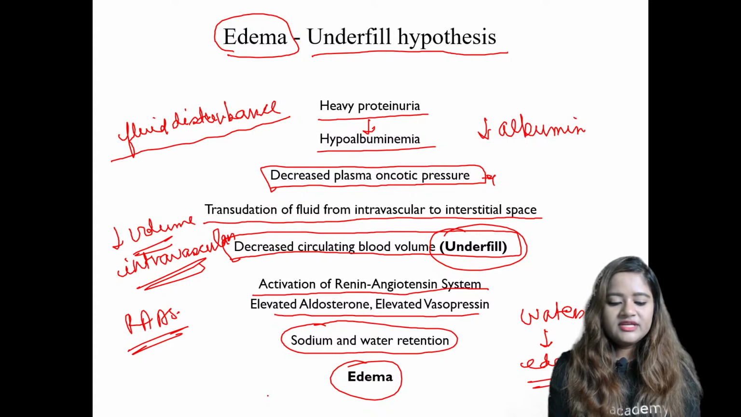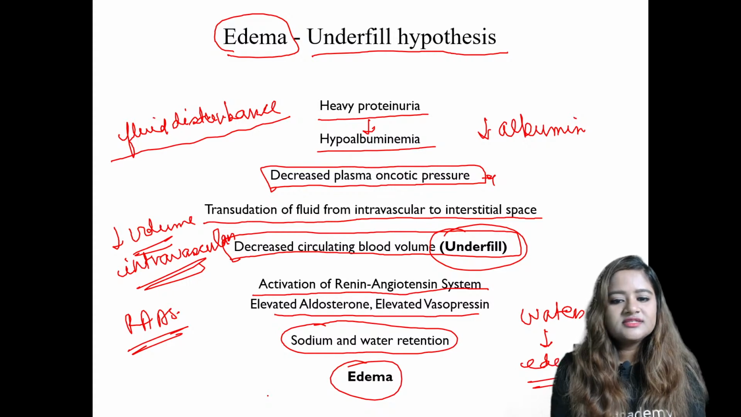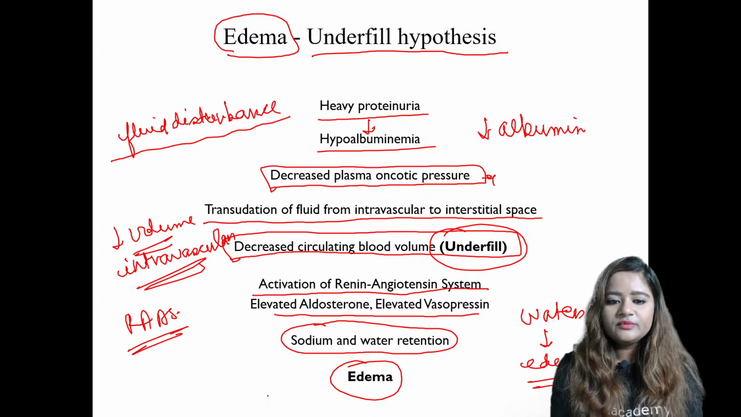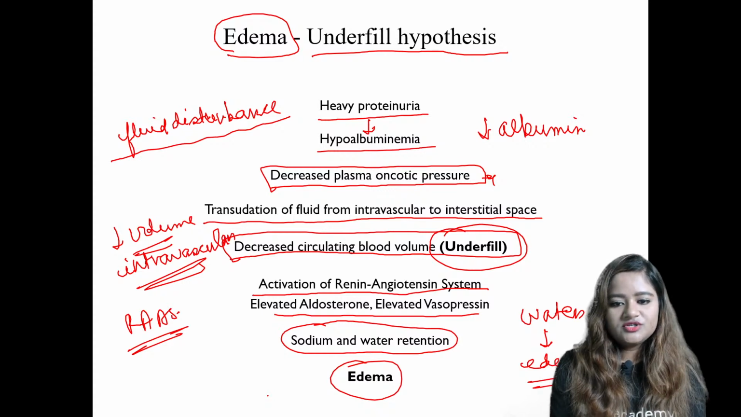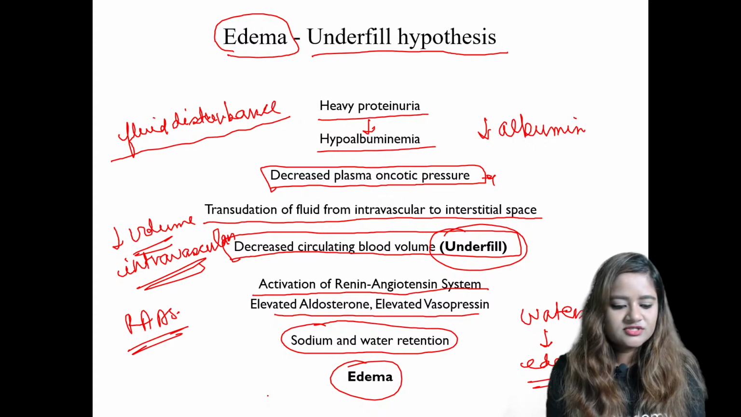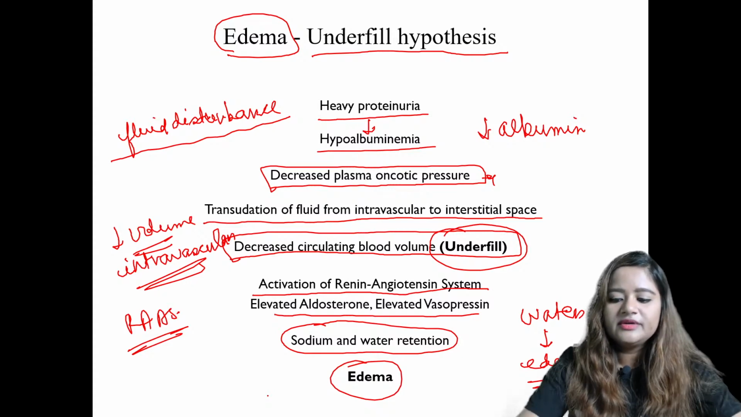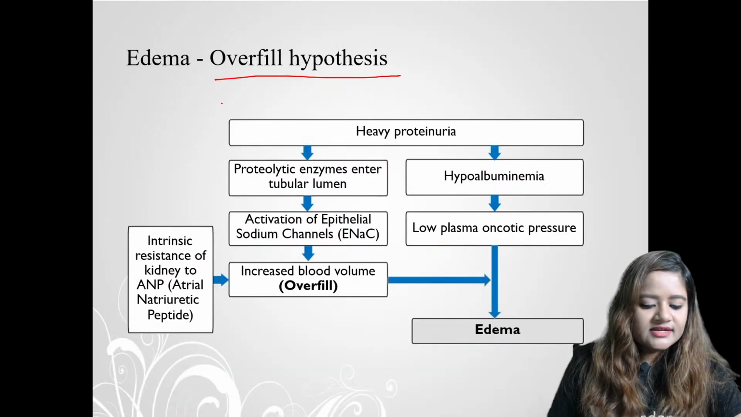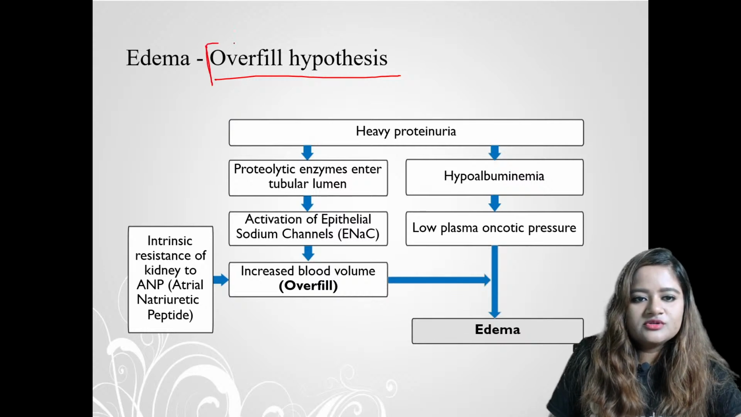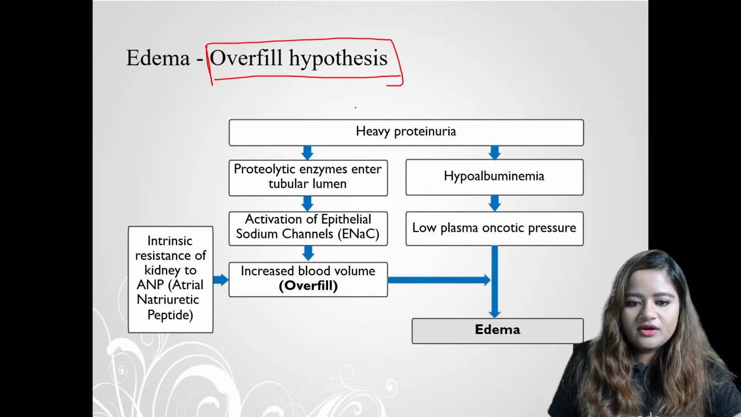जैसी underfilling होती है, decreased volume की वजह से your RAS system gets activated. If it gets activated, you will get elevated aldosterone or elevated vasopressin, जिसकी वजह से आपका fluid and water retention होता है and the patient goes into edema. There's another hypothesis that tells it is because of overfill theory. So overfill में क्या हो रहा है?